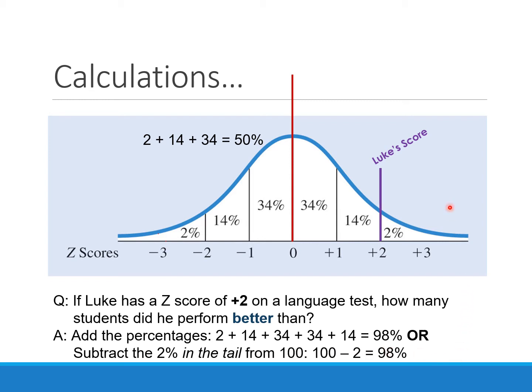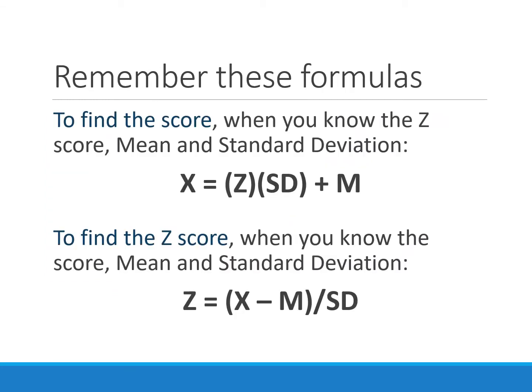Or we can go the reverse and look at what's in the tail. In other words, who did better than Luke? We can see that 2% did better than Luke. So if everything is 100% and 2% did better than Luke, 100 minus 2 equals 98%. Okay, so let's think about that as we go through. We're going to look at different variations of calculations using the normal curve.